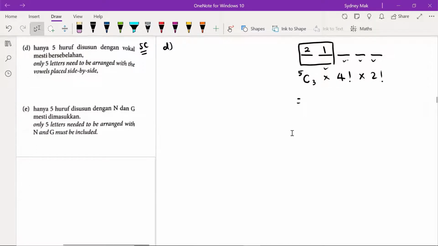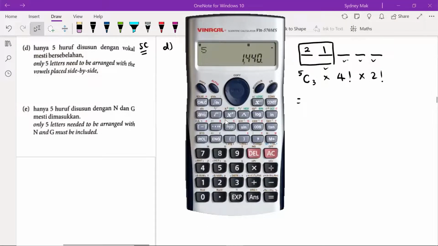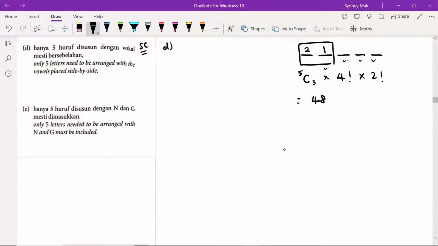All right, let's use the calculator. So 5C3 times 4 factorial, arrange externally, followed by arrange internally. 480 ways. Now, since this is combination, what if I only use permutation?